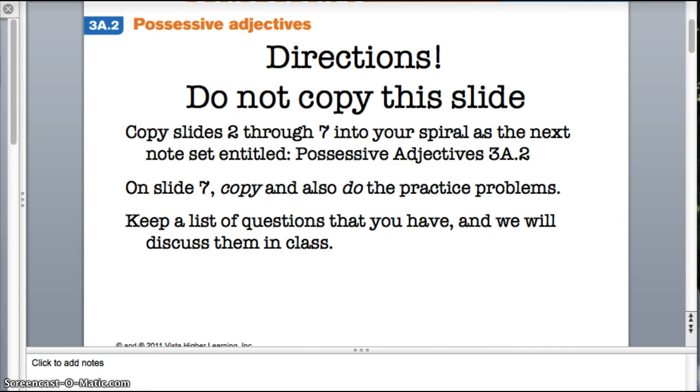You do, however, have to copy slides 2 through 7 into your spiral as the next note set. It's entitled Possessive Adjectives 3A.2, because that's what section of the book it comes from. There's an activity on slide 7 that you need to copy and also do the practice problems for. And this is new for this one: please keep a list of questions that you have, and we will discuss them in class.